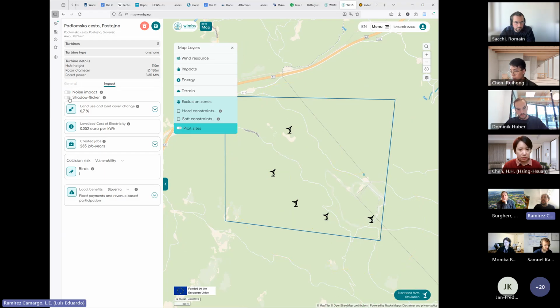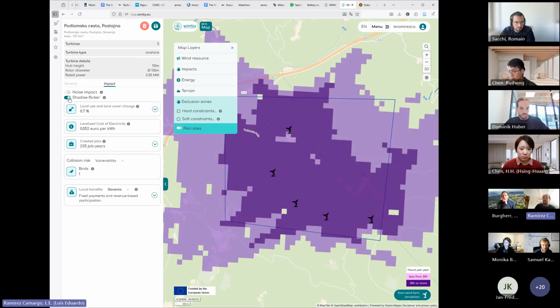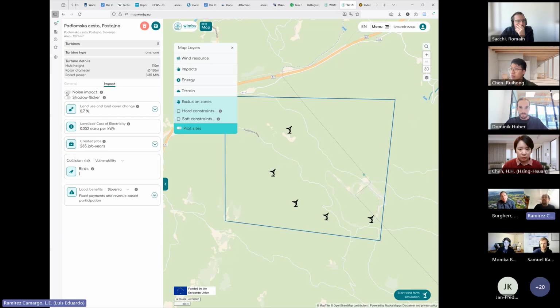The other calculation that we performed in the meantime was the shadow flicker estimation. That's the model from Sichuan that we developed at Utrecht University. You can see the places with more than 30 hours of exposure in this darker violet, and then in a softer violet, the places where there is shadow flicker, but way less time during the year.